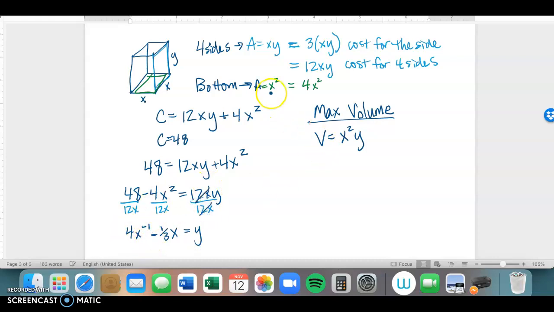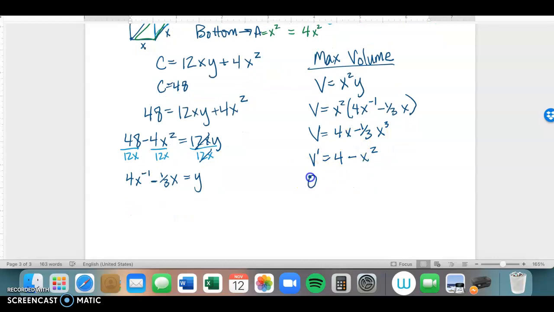So just a little bit of algebra there, because I want to come over to the volume and plug that in for y. So x squared times 4x to the negative 1 minus 1/3 x. And then we'll distribute. What happens when I do x squared times x to the negative 1? Well, you add those exponents, so you get 4x minus 1/3 x cubed. All right, next step: we have a nice volume equation that we are trying to maximize, and we need to take the derivative. So V prime equals 4 minus x squared, because 3 times 1/3 is going to give us 1. So 4 minus x squared, set it equal to 0.